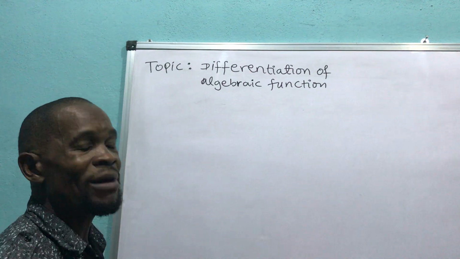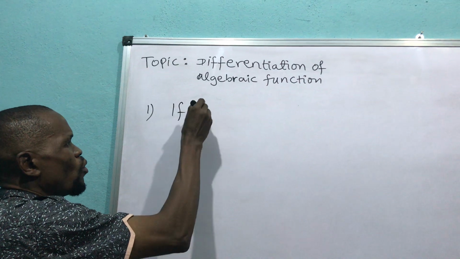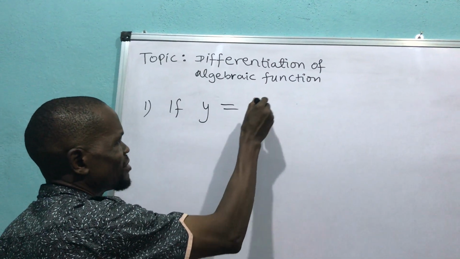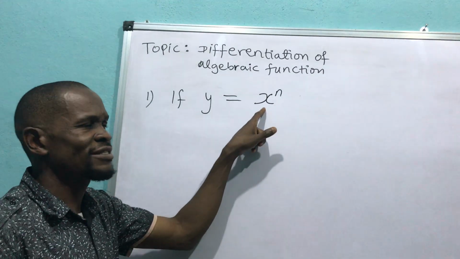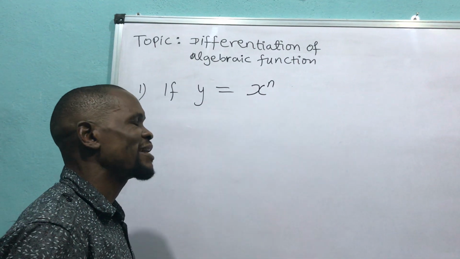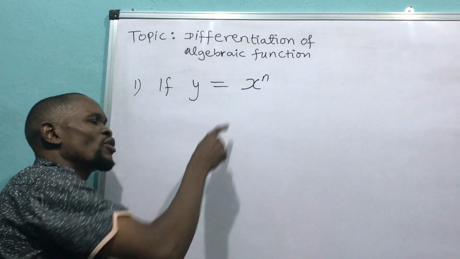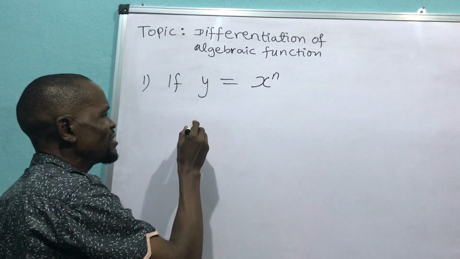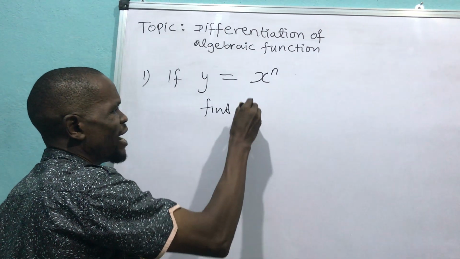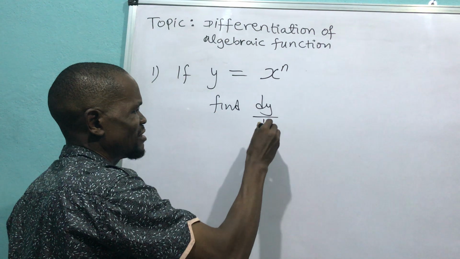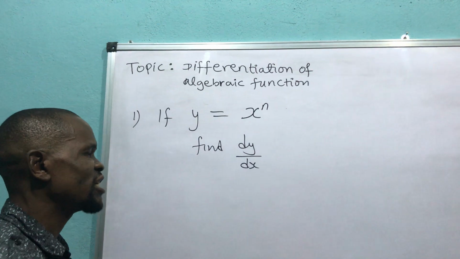So let us look at the format of differentiation. Number one format: if y is equal to x raised to power n, meaning that y is a function of x, n is the power of x, x is a variable, and y depends on x. You may be asked to find dy/dx. Find dy/dx means the change in y over the change in x, with respect to x.